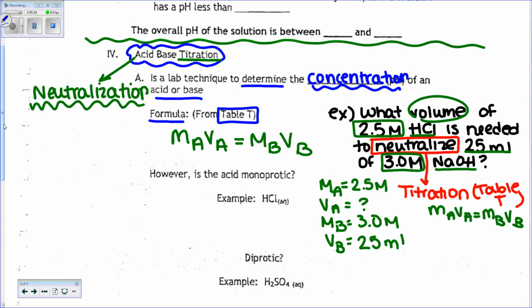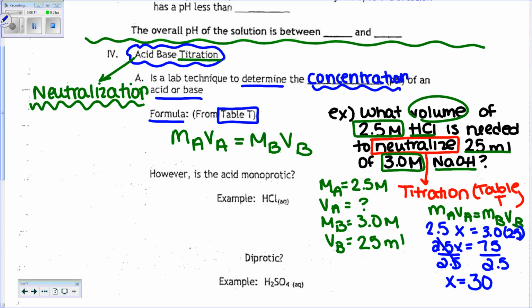Okay, so now I can plug in. I know my molarity of acid is 2.5, my volume of acid is x, my molarity of base is 3.0, my volume of base is 25. So I can go ahead and solve for this. If I multiply here, I've got 2.5x equals 3 times 25, which is 75. Divide by 2.5 to get that x. So x equals, let's see, 30.